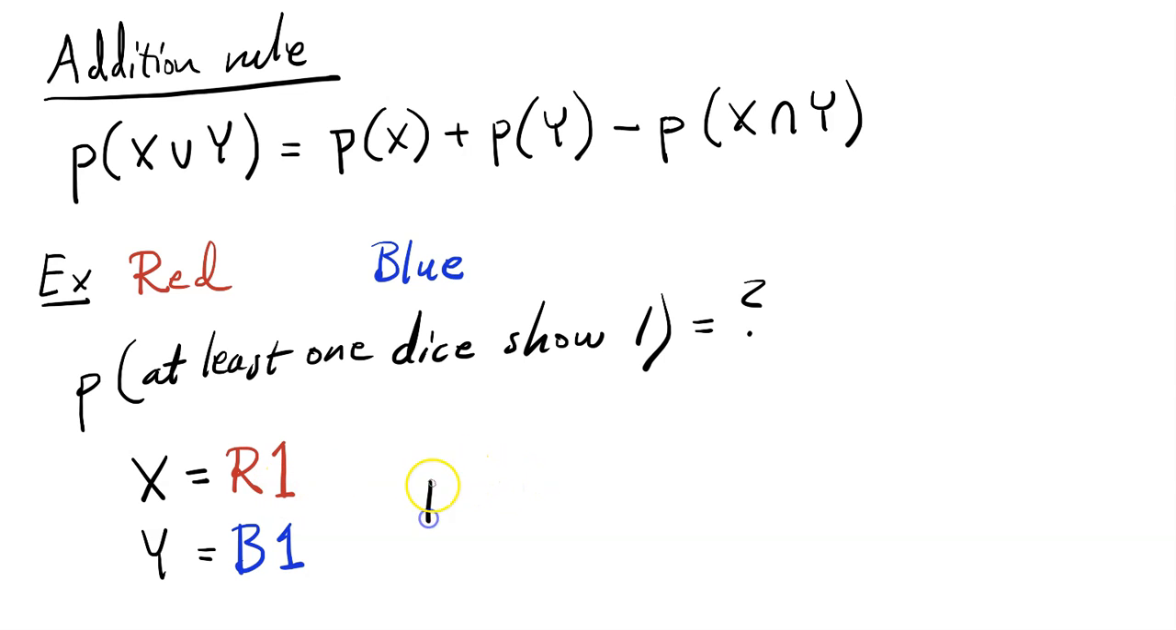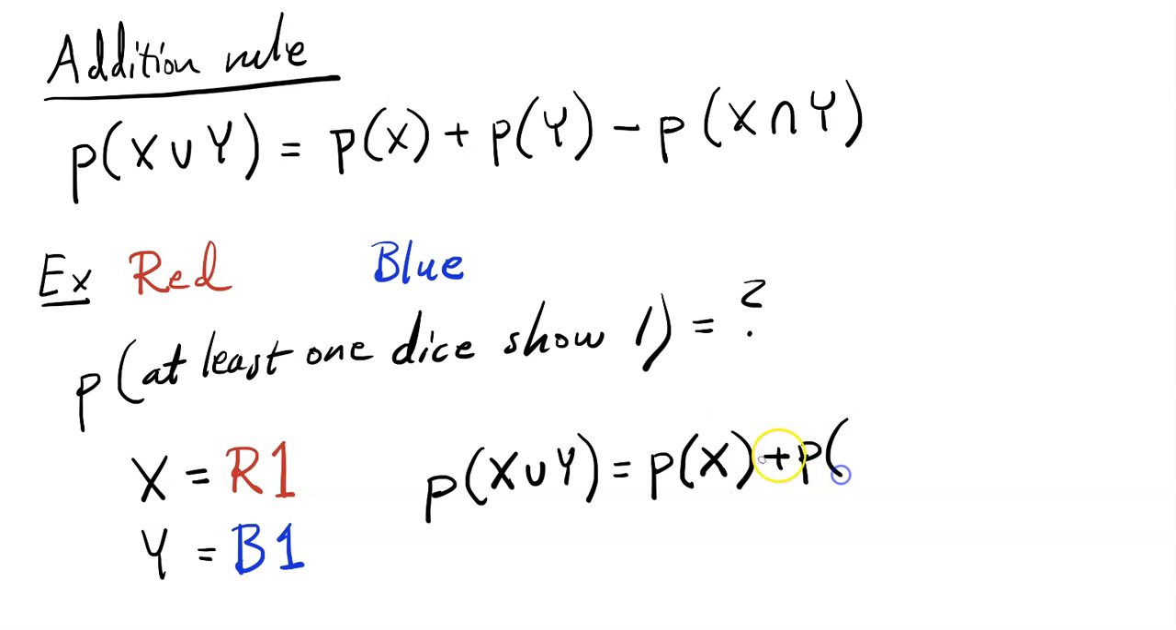Okay, now we want to find out what is the probability that the red die will show 1, or that the blue one will show a 1. That is meaning of at least 1. So this means at least one of the die show a 1. Then according to the addition rule, this is the probability that the red will show 1 plus the probability that the blue will show a 1 minus the probability that both of them will show a 1.